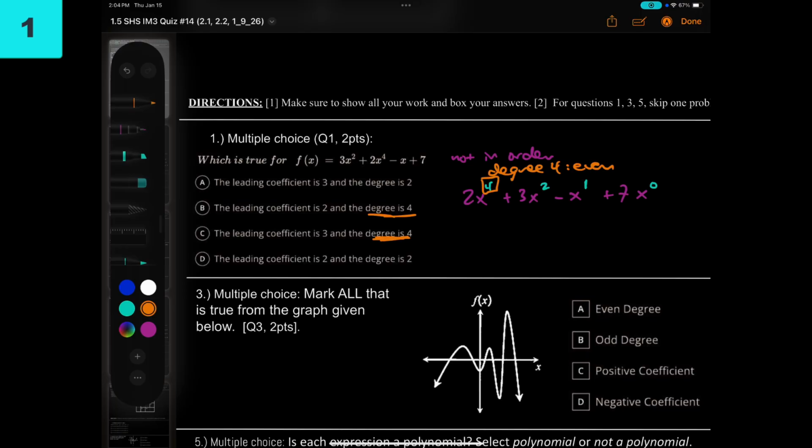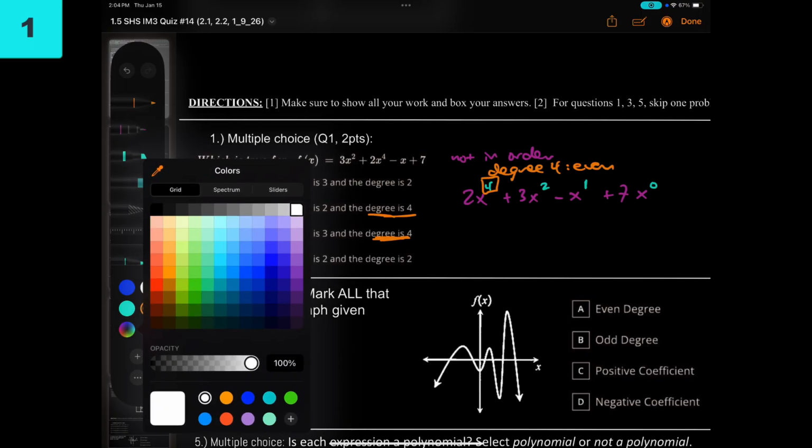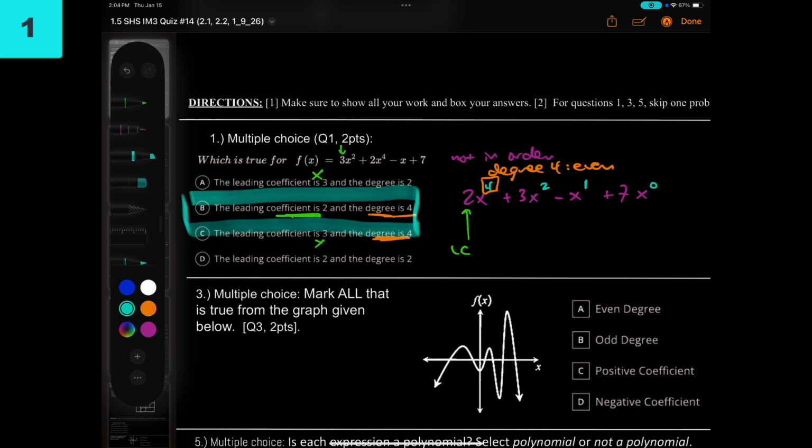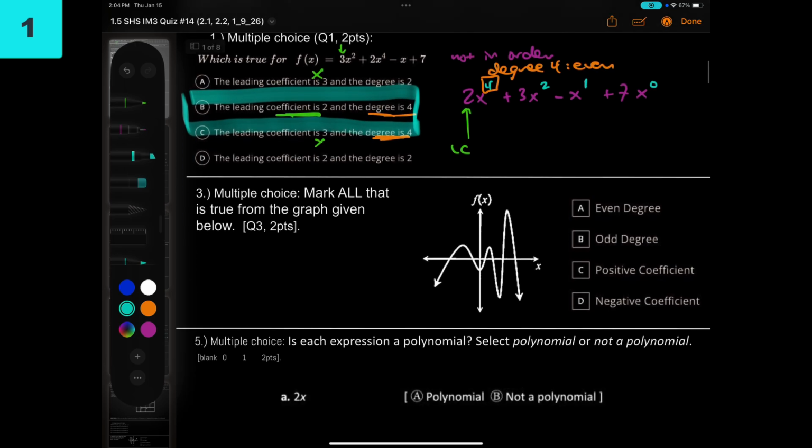And then the other bit of information that we need is that the highest degree, this tells me the leading coefficient. So the common mistake would have been 3, and that's wrong. But it's the one with the leading coefficient of 2. So your answer is going to be B. Okay, question number 3, mark all that is true for the graph below.